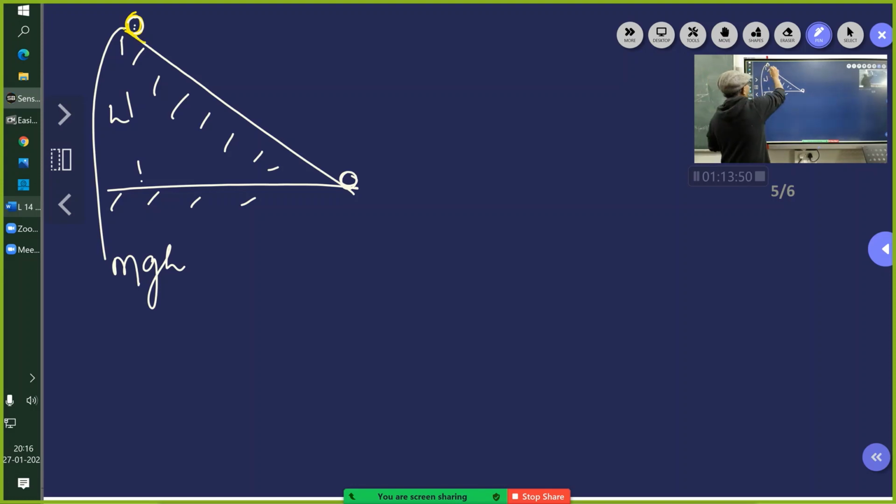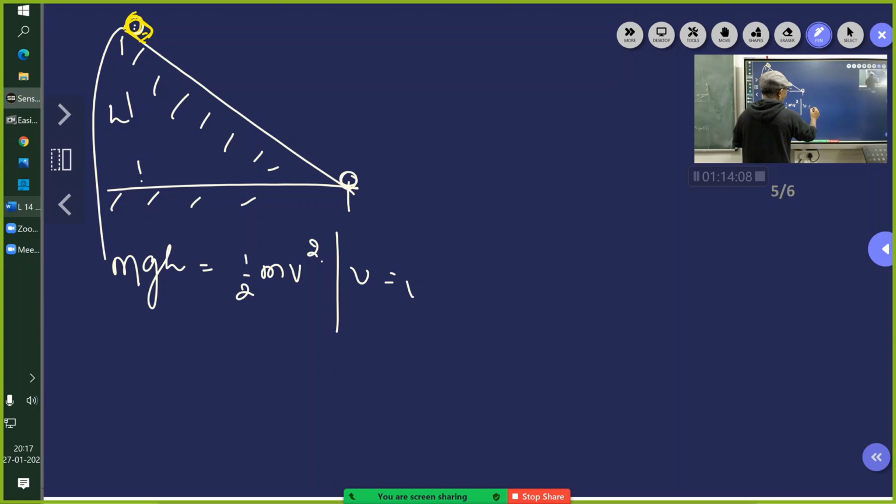Supposing you had kept a box here, then you could have simply slid and come here. In that case, when it comes to this point, what is the velocity? Immediately you get half mv square equals mgh, so V will be equal to root 2gh, very easily.